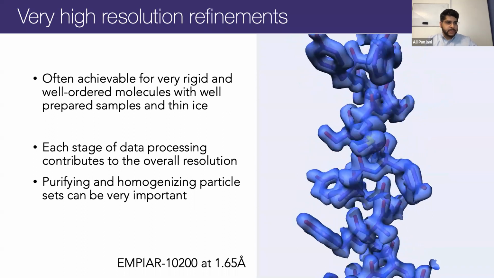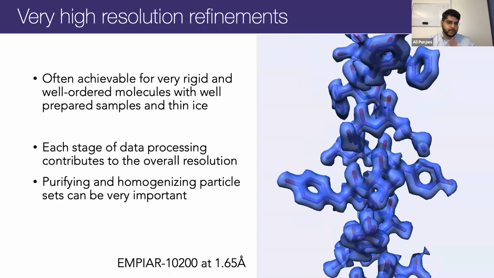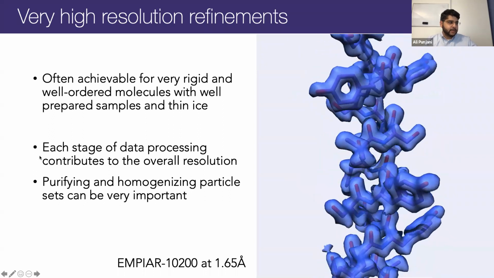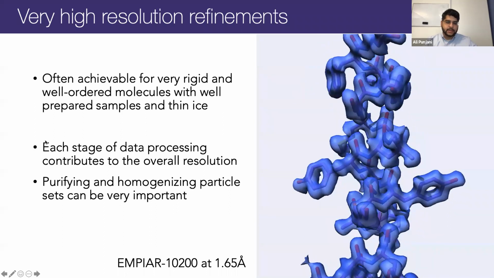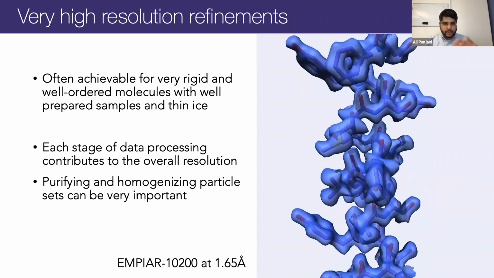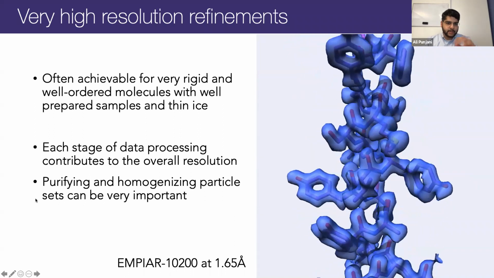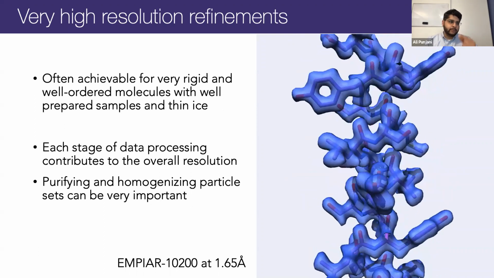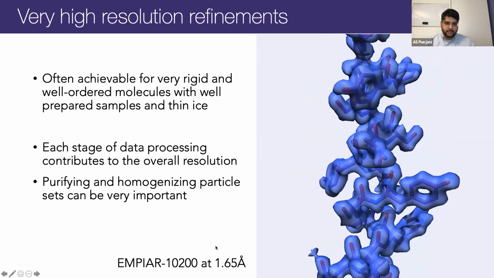And for these kind of proteins, it is possible to get very high resolution reconstructions. What's important to keep in mind in those cases is that every stage of data processing contributes to that overall resolution. A slight difference in motion correction, a slight difference in CTF estimation, particle picking, purifying your data set, 2D classification, all of those changes can yield small incremental improvements in the final resolution for these kind of data sets.